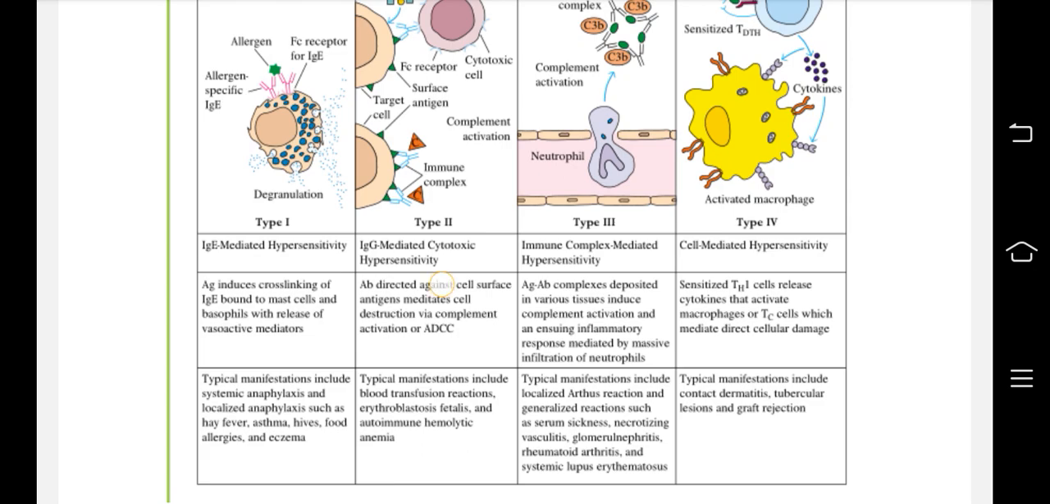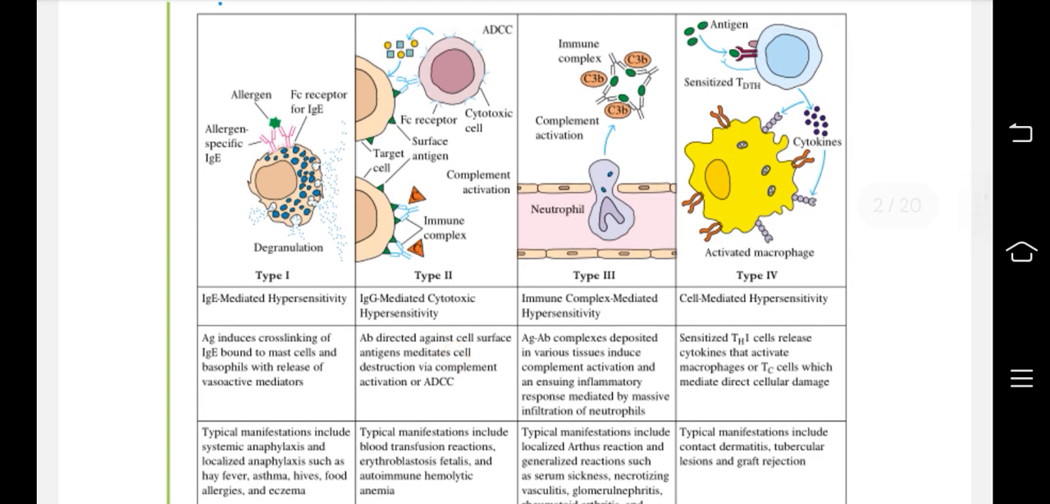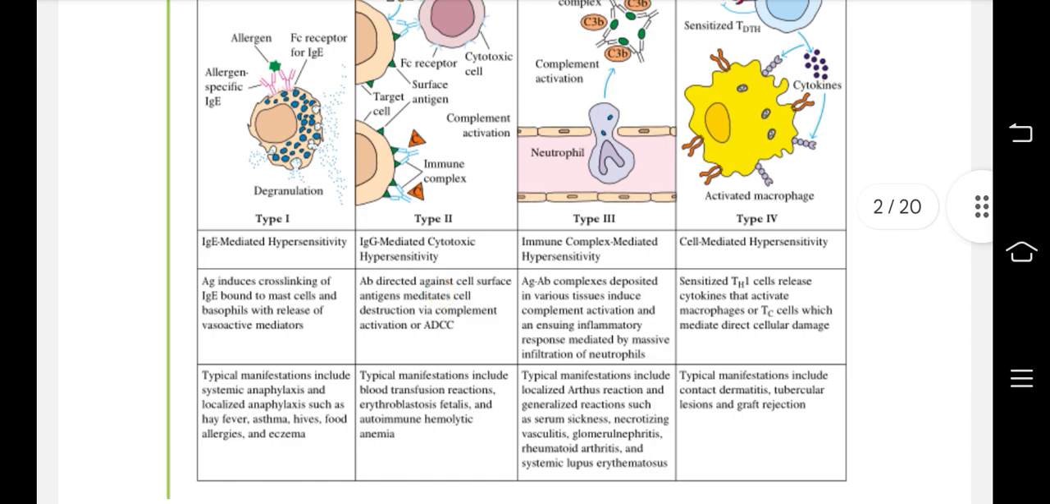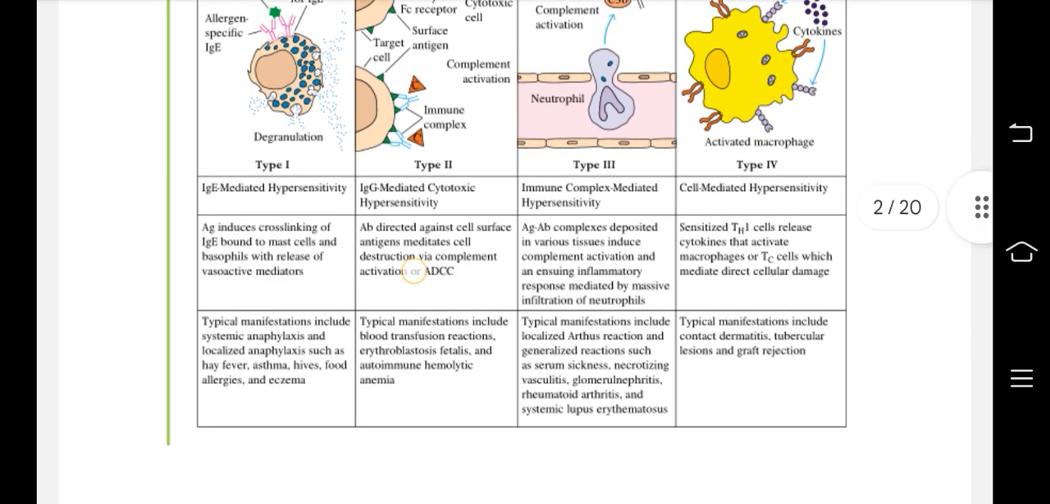Then type 4 will be there. Antigen is there, sensitized TH, cytokines are released, activated macrophage. Cell-mediated hypersensitivity: sensitized Th1 cells release cytokines that activate macrophages or TC cells which mediate direct cellular damage. Typical manifestations include contact dermatitis, tubercular lesions, and graft rejection.